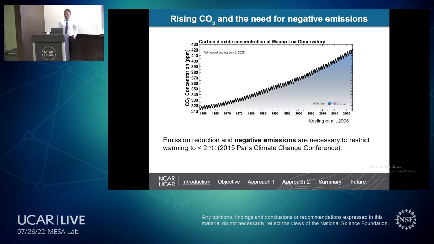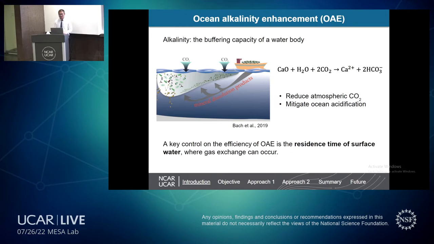So there's growing interest in exploring carbon dioxide removal approaches to move forward with this climate crisis. One of the most promising methods is called ocean alkalinity enhancement. By definition, alkalinity is the buffering capacity of the water body. So in the ocean, it means the chemical capacity of seawater to store CO2. So the idea is if we add alkaline minerals, such as quicklime, to the seawater, the minerals are going to dissolve in the water, and they're going to increase the alkalinity in the seawater, hence the capacity to absorb CO2. So it will help to reduce atmospheric CO2 and mitigate ocean acidification.